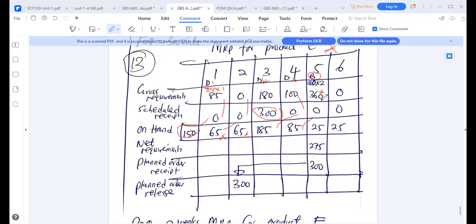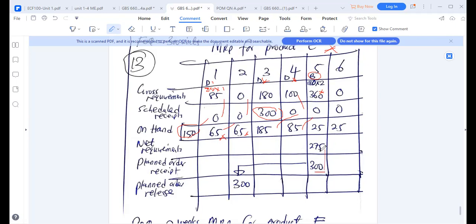So when we have the net requirements, that's when you need to make an order. You place an order, you receive that order. Order receipt is in a period where you have net requirements. I emphasize order receipts, planned order receipt to be in the week or period where you have the net requirements. So here, even if the net requirement, the shortage here, is 275, we order a fixed batch of 300 units.